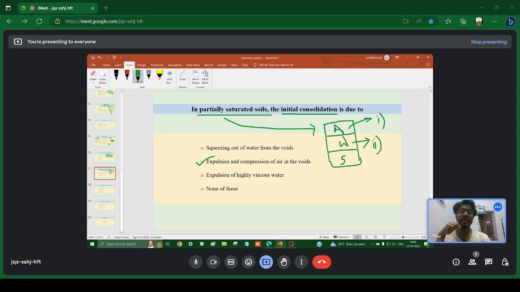I repeat once again, initial consolidation means the first stages of consolidation, and in the soils which are partially saturated, in those kind of soils, air is also present in the voids, due to which when we start applying the load, the air is the first thing that will come out of the void. After that, water is going to come out. So in soils which are partially saturated, the initial consolidation is due to expulsion and compression of air in the voids. I hope it was clear.